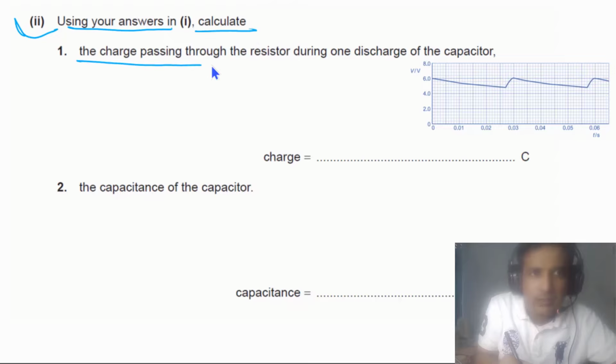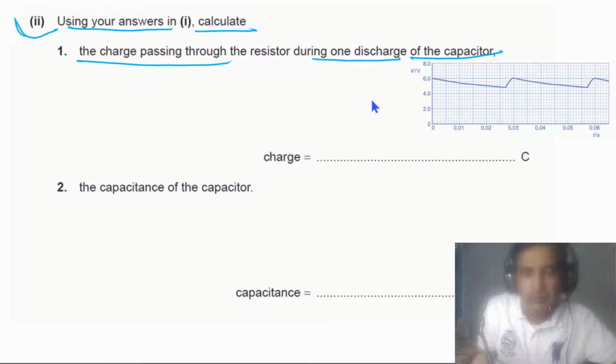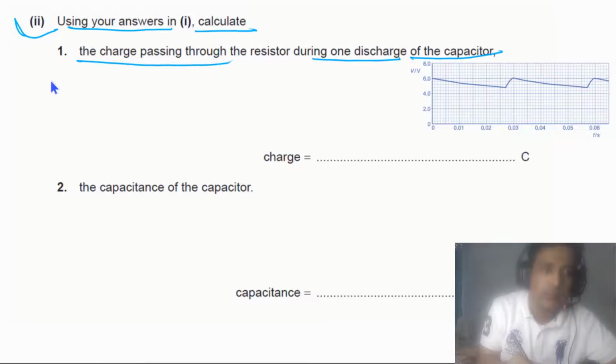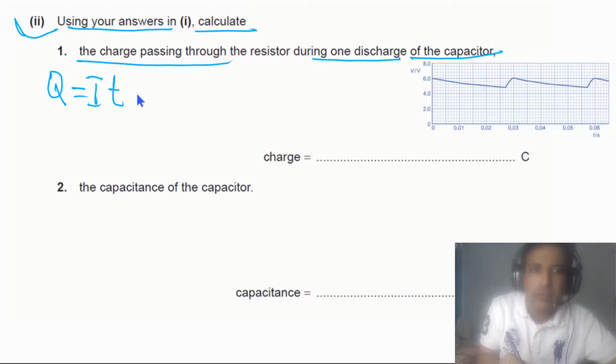Part 2 says using your answers in one, calculate the charge passing through the resistor during one discharge of the capacitor. So we need to calculate the value of Q. Q is equal to I times T. We have already calculated the mean value of current, so we use the mean current and the time taken to discharge, I times T discharge.